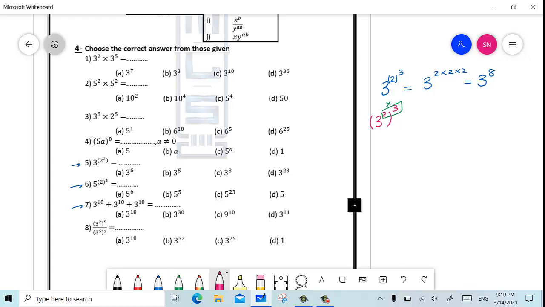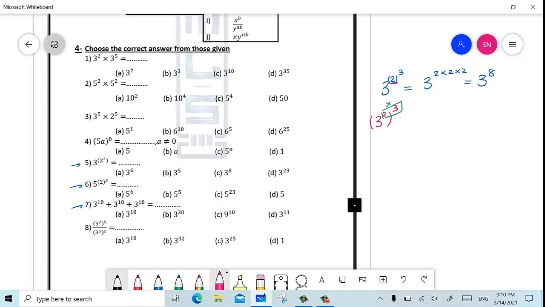But here, the only power is on the power, which is 2. It's not on the same number. So this means that the 2 here in the power is repeated for 3 times. Did you get the point? So here it's as if I'm making 3 to the power of 2 times 2 times 2, which is going to equal 3 to the power of 8.